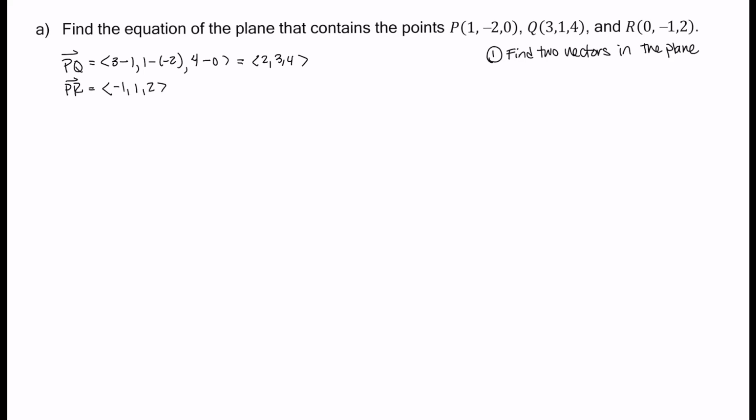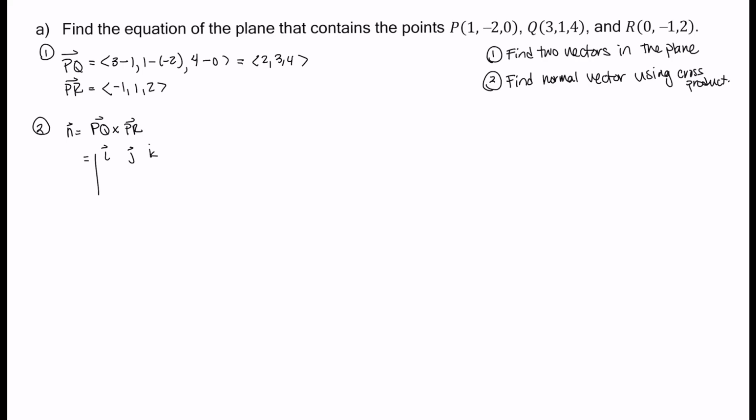Okay, so the next thing you want to do is find a vector normal to this plane, and you can do that by taking the cross product of these 2 vectors. So here's 1, and here's 2. So our normal vector is going to equal the cross product of PQ with PR. We can find that using this matrix i, j, k.